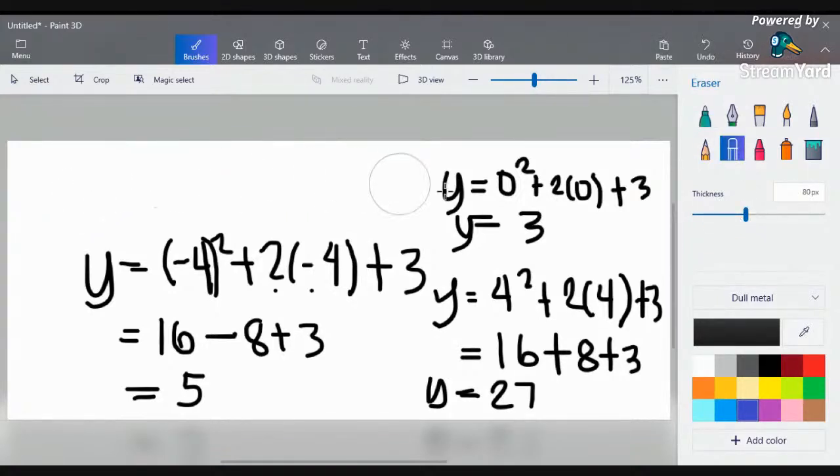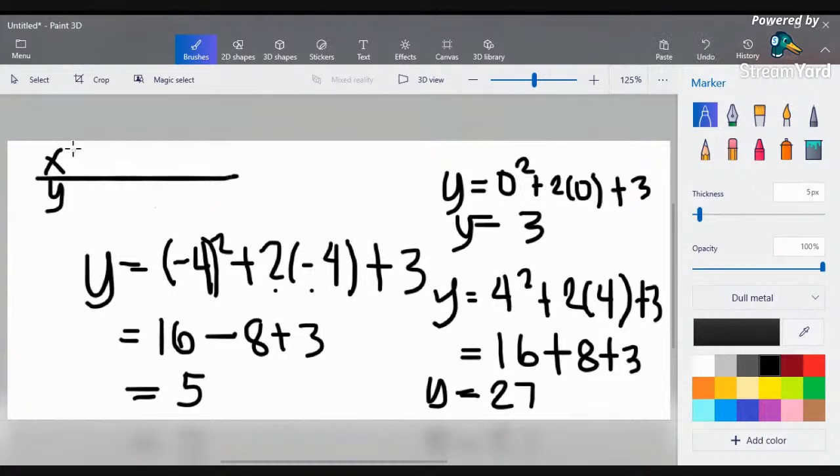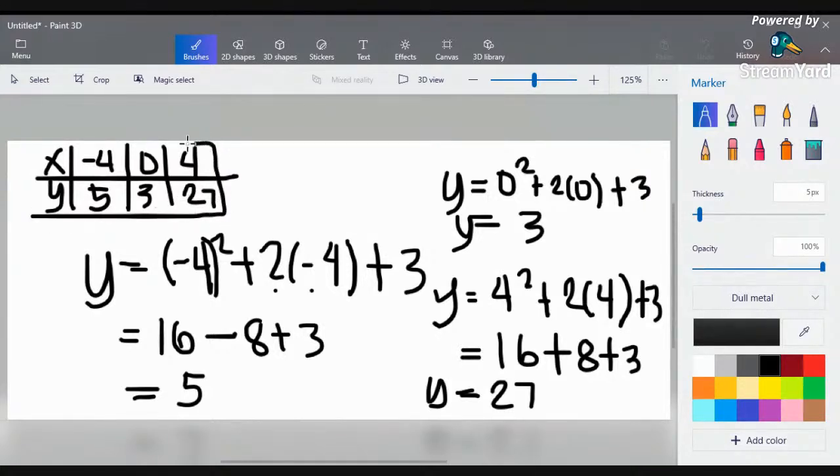Okay, so let's put the values in a table first, x and y. For the first value, we have -4 and your y is 5. If x is equal to 0, your y is 3. And if your x is equal to 4, your y is 27. This would be the representation of your function in table form.